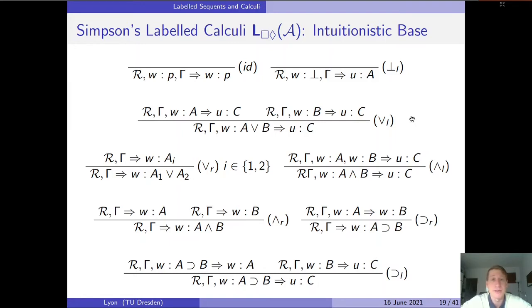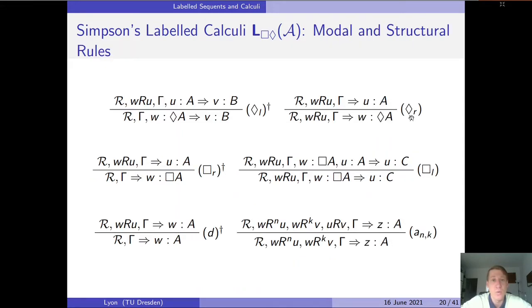To make it a calculus for IK, for intuitionistic K, we extend this intuitionistic base with these modal rules. And as you can see, for example, in the diamond left rule, the relational atoms as well as the labels actually become important in deriving theorems. So to get a labeled sequent calculus for intuitionistic K, we take these modal rules as well as the rules from the previous slide, and that gives us a sound and complete calculus for IK, our base intuitionistic modal logic.